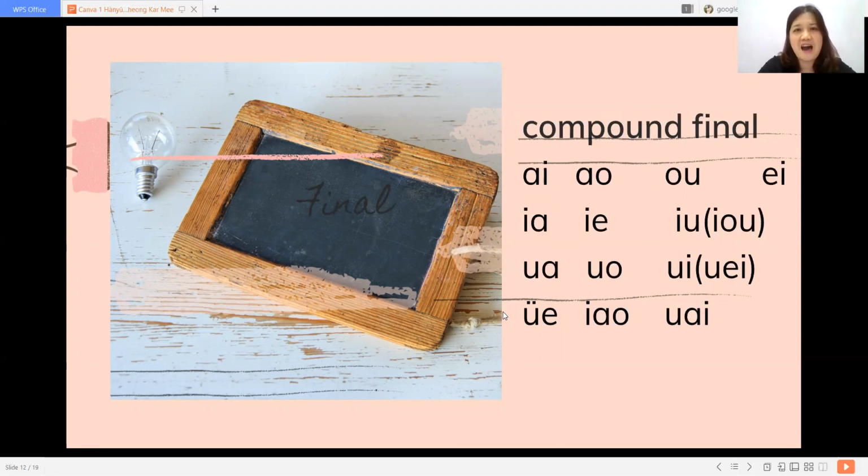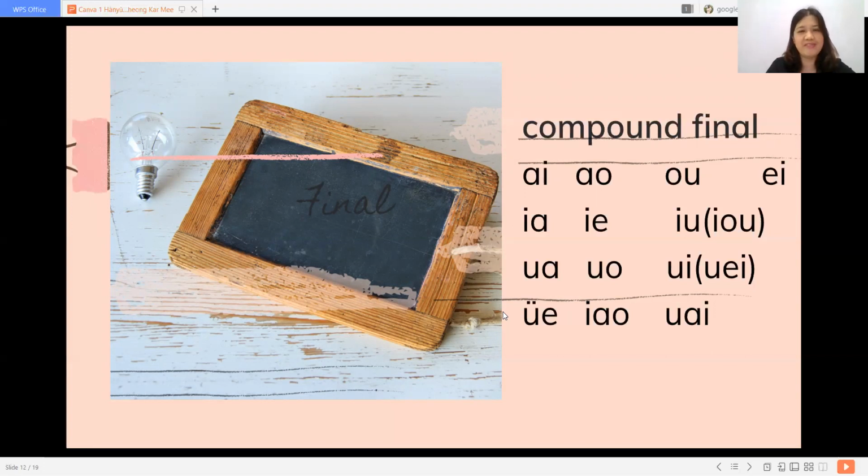The first one is ai. Second one, ei. The third one, ao. The fourth one, ou. Line number 2, ia, ie, iao. Line number 3, ua, uo, ue. Line number 4, üe, yao, ye. Let's try one more time.